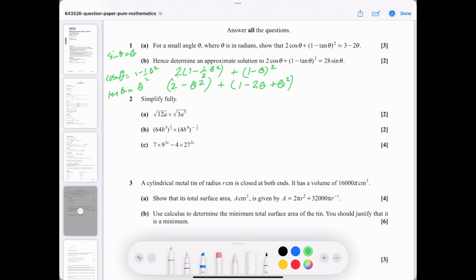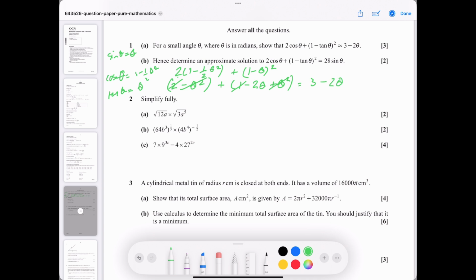So that means that we get 2 plus 1, which is 3, and then minus theta squared plus theta squared, that gets rid of both of those. And then we're just going to have minus 2 theta.